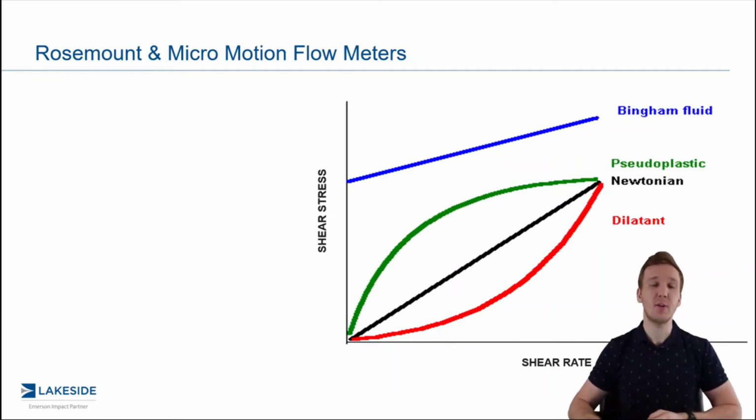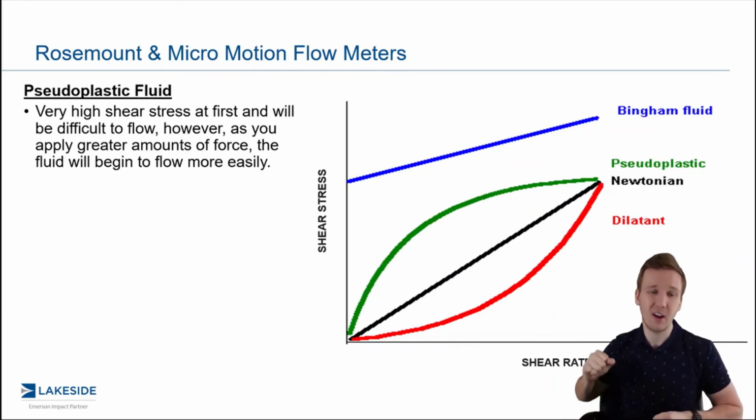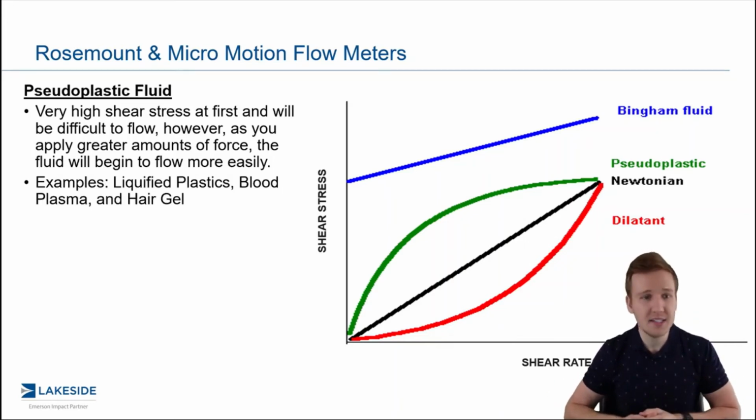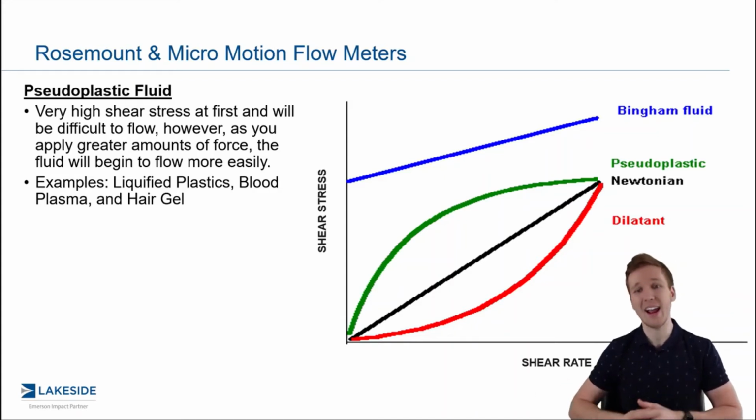The opposite to this would be known as a pseudoplastic, where the more force we apply to it, the easier it begins to flow. And as the name implies, this would be things like liquefied plastics, but also things like blood plasma and hair gels.